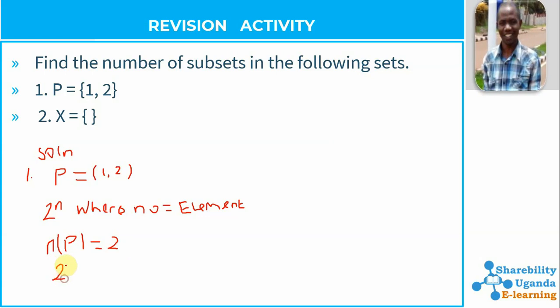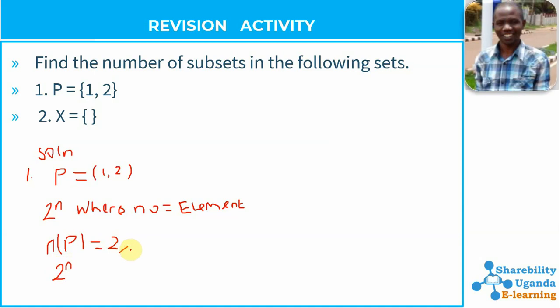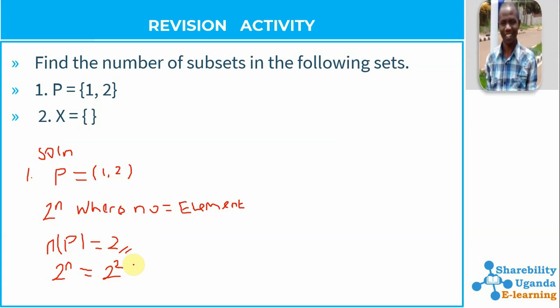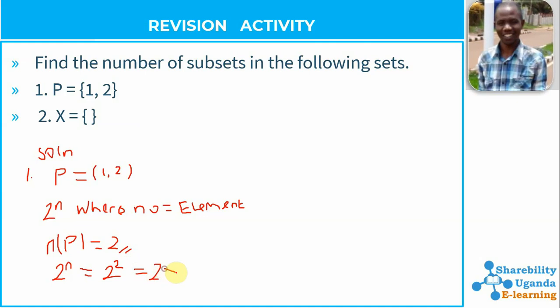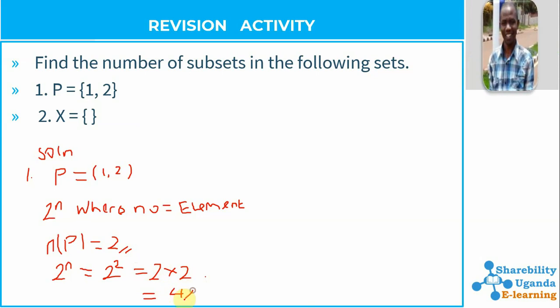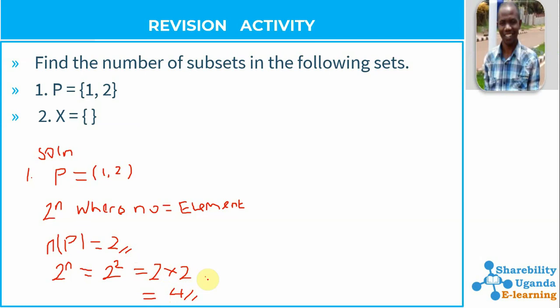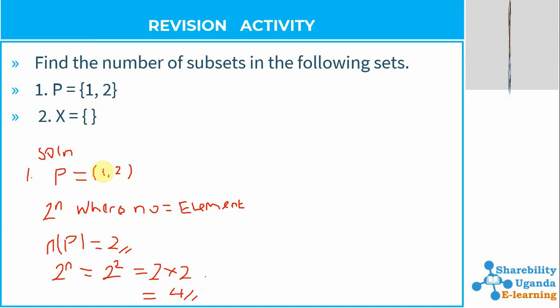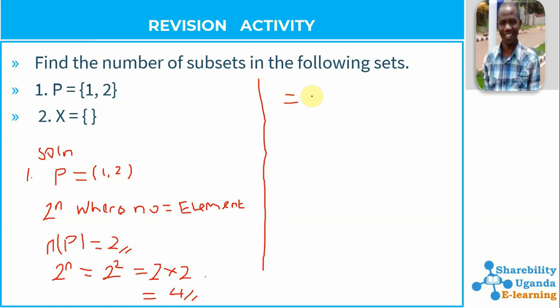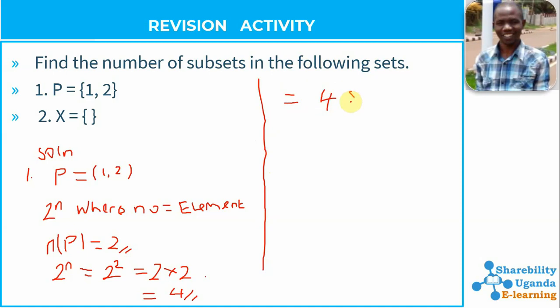So now we shall have 2 to the power n, where n is the number of elements, and we have identified the number of elements as 2. So 2 to the power n is going to be 2 to the power 2. And 2 to the power 2 is the same as 2 times 2, which is going to give us 4. So that means in our given set P, the number of subsets formed is 4 subsets. So here you can conclude and say there are only 4 subsets.